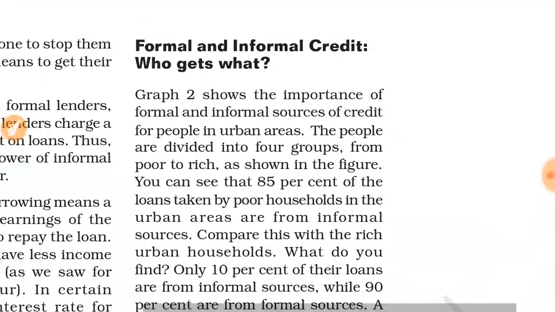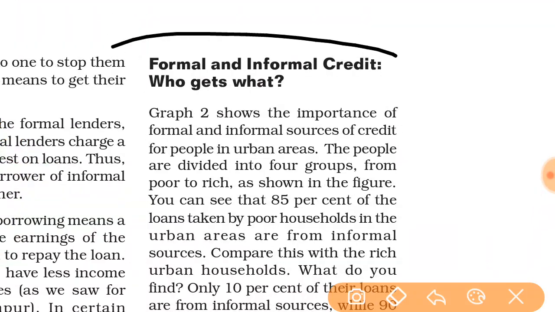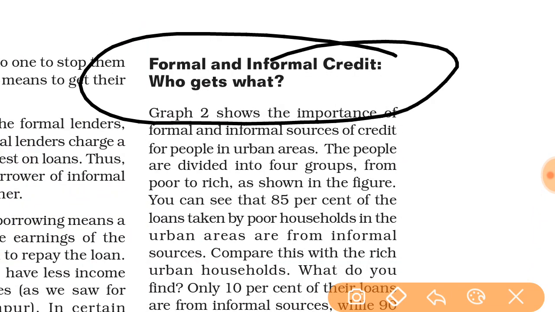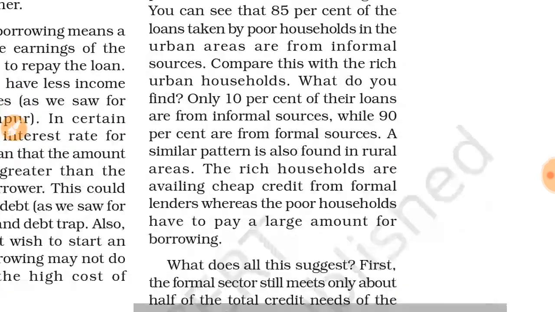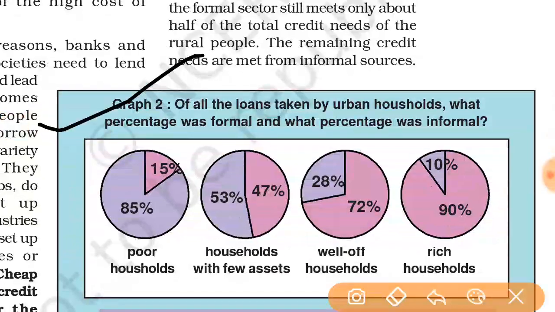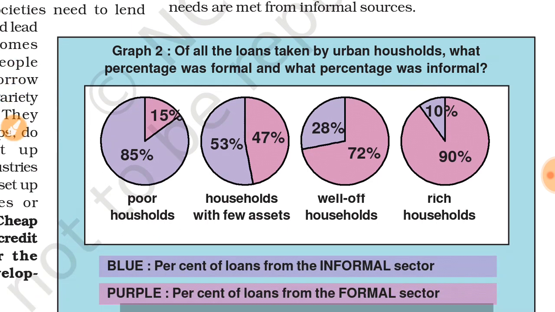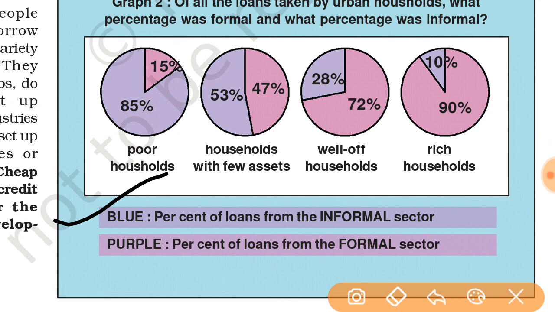After that, next see formal and informal credit, who gets what. To know this, let's see graph 2. Here it is said: of all the loans taken by urban households, what percentage was formal and what percentage was informal. So here see the poor household. Again let's see this one also. The blue shows the percent of loans from the informal sector. Purple shows the percentage of loans from the formal sector.